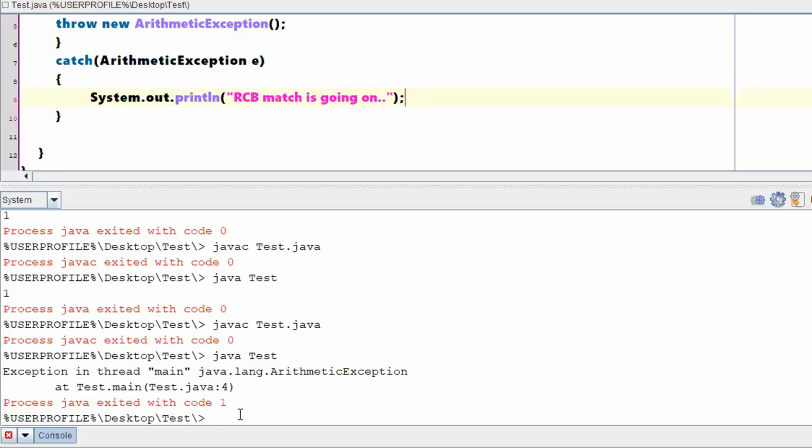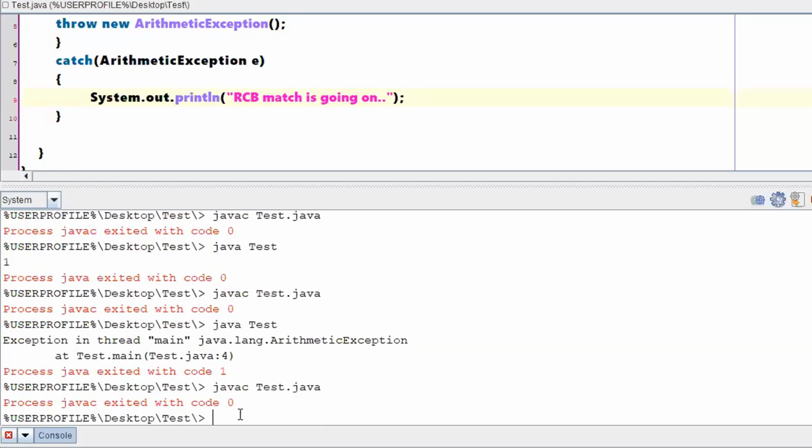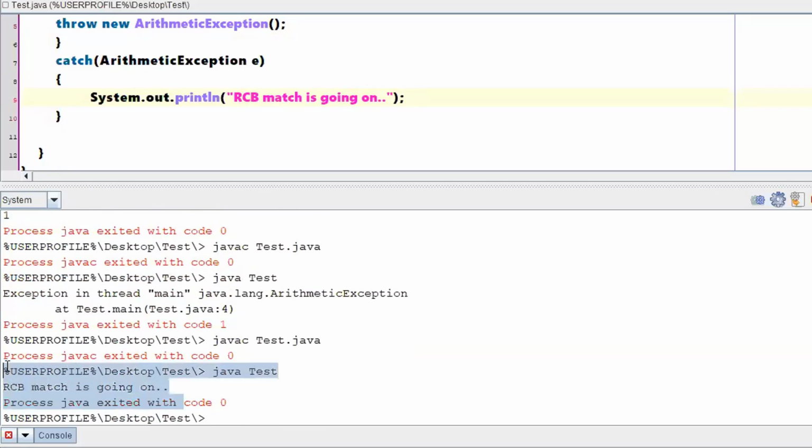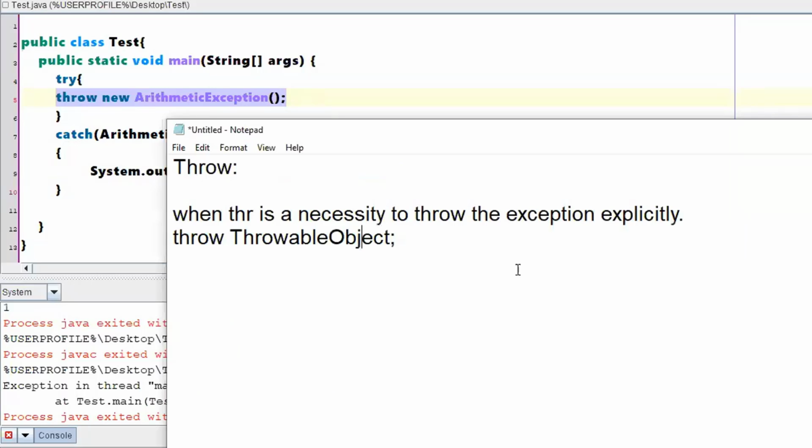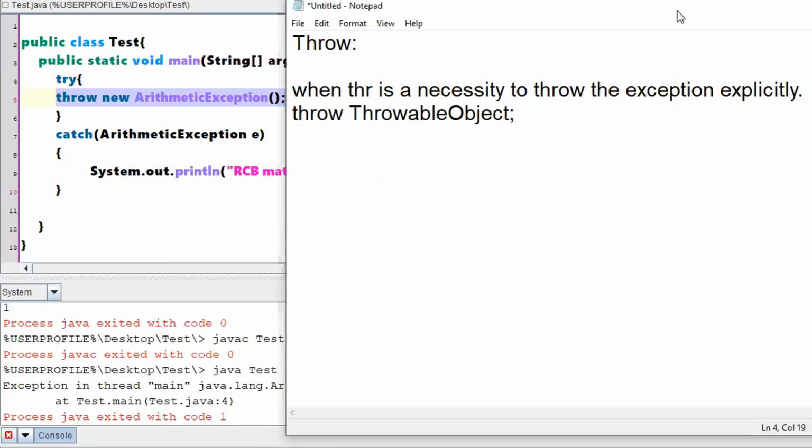Now compile the program and cross-check. We handled that particular exception and thrown an exception explicitly. When you are throwing, what kind of object have you thrown? You have thrown an ArithmeticException object. That ArithmeticException object has been caught by this particular catch. Justified with the syntax, justified with the example, and you understood how to call an exception explicitly.